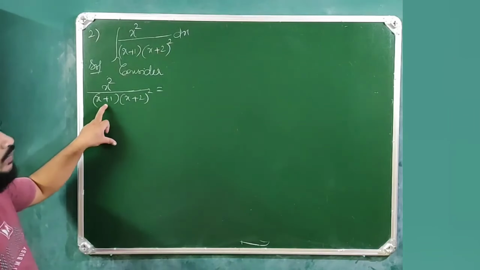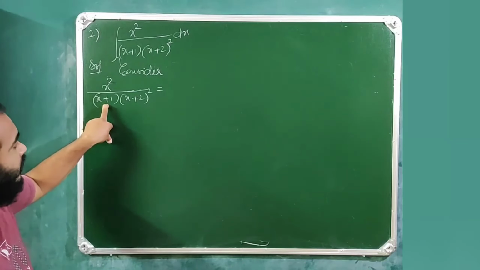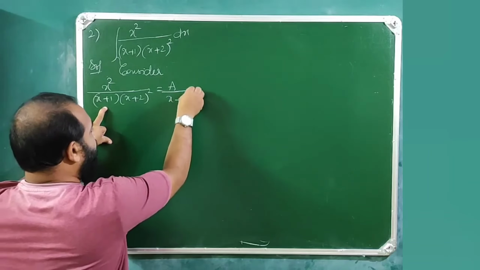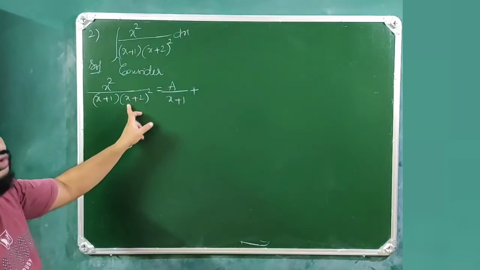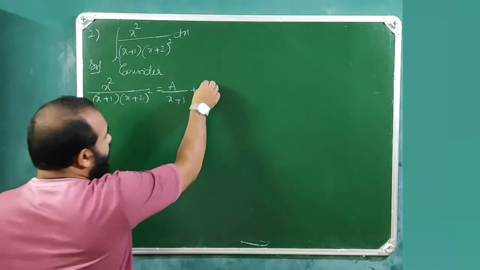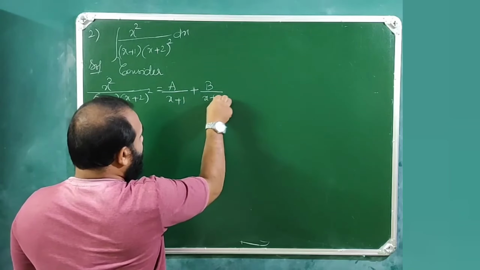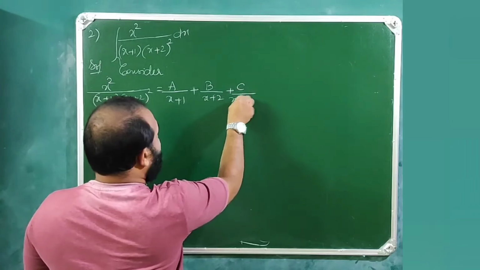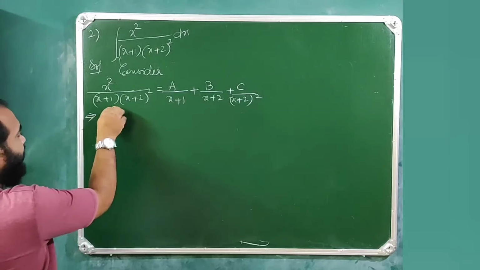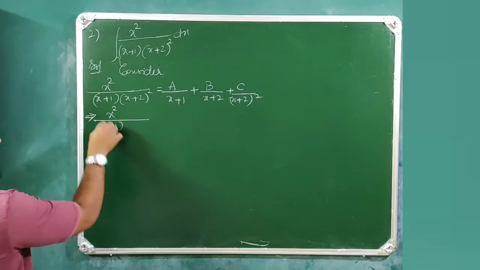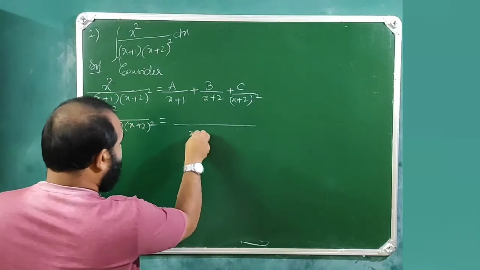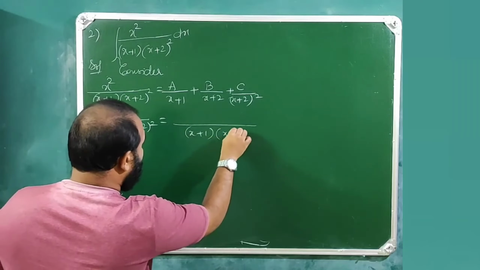So since x plus 1 is a non-repeated linear factor, there corresponds one constant, A by x plus 1, plus (x plus 2) whole square, a repeated linear factor repeated twice. There will be two constants, B by x plus 2 plus C by (x plus 2) whole square. So x square by (x plus 1)(x plus 2) whole square is equal to, the LCM is (x plus 1) into (x plus 2) whole square.